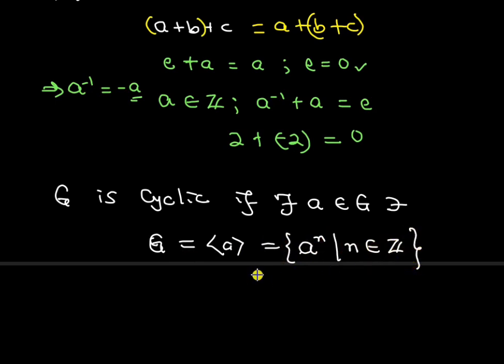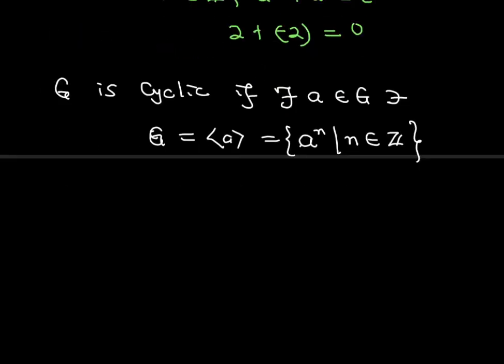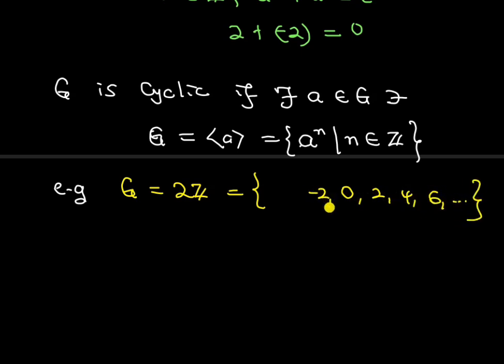Okay, so I'll try to explain what this means. Maybe an example will help us get it. So for instance, let my G be equal to 2Z. 2Z means the set of all even integers. So you have 0, 2, 4, 6, and so on, and then -2, -4, and so on on this side. So you can see this particular group, and remember, the binary operation is plus.